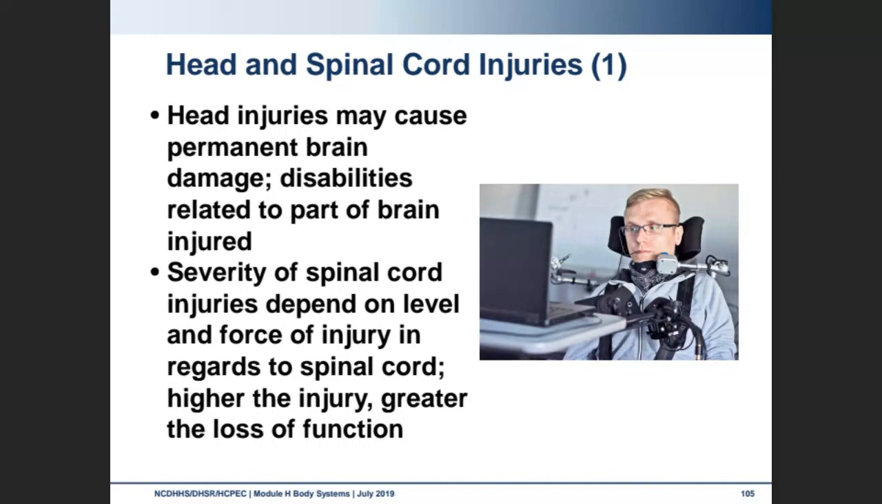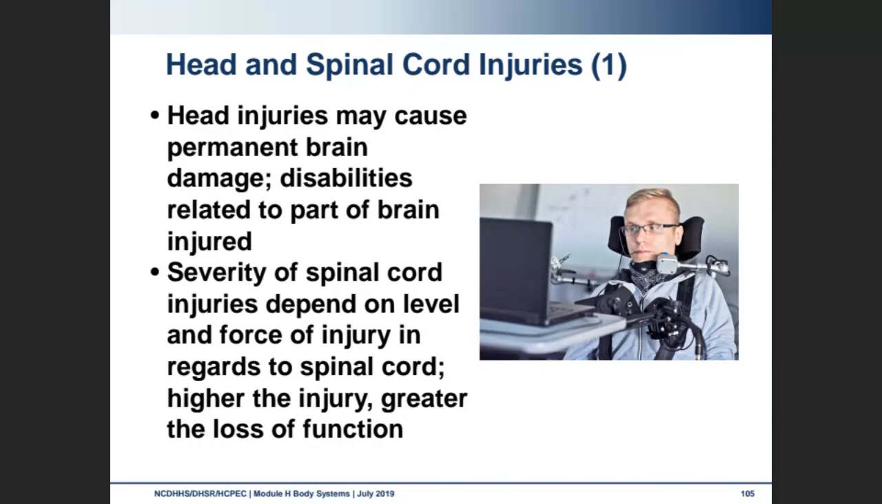And when someone has had a traumatic brain injury, this can include personality changes, seizures, memory loss, paresis, or full-blown paralysis. The severity of the spinal cord injury will depend on the level and force of the injury. So the higher in the spinal cord that the injury is, the greater the loss of function they're going to have. Paraplegia is the complete loss of function that occurs to the lower body. Quadriplegia is the complete loss of function that occurs to both the lower and upper body plus the trunk.